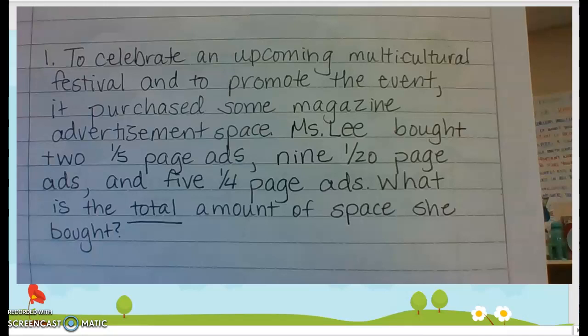Okay, so let's look at the first problem on our quiz. To celebrate an upcoming multicultural festival and to promote the event, the Multicultural Committee purchased some magazine advertisement space. Ms. Lee bought two 1/5 page ads, nine 1/20th page ads, and five 1/4 page ads. What is the total amount of space that she bought?